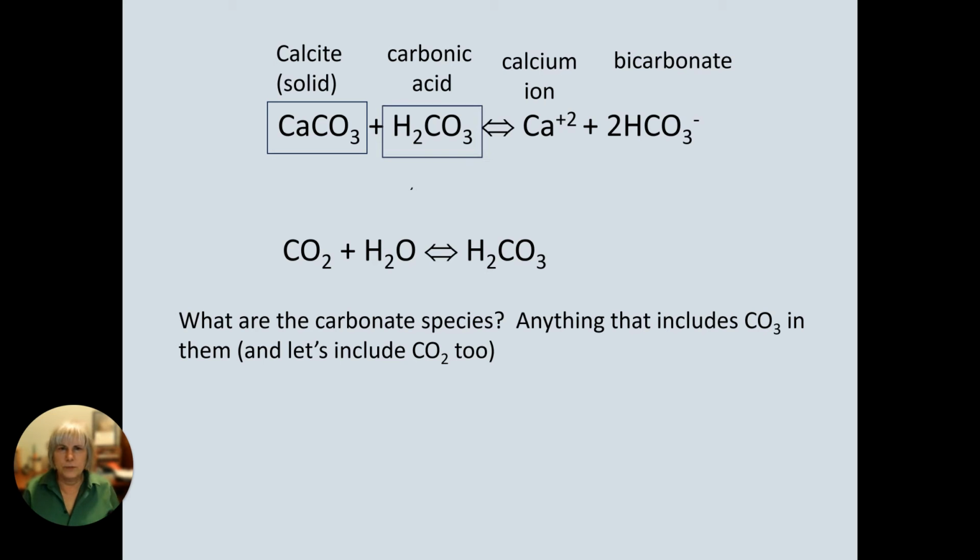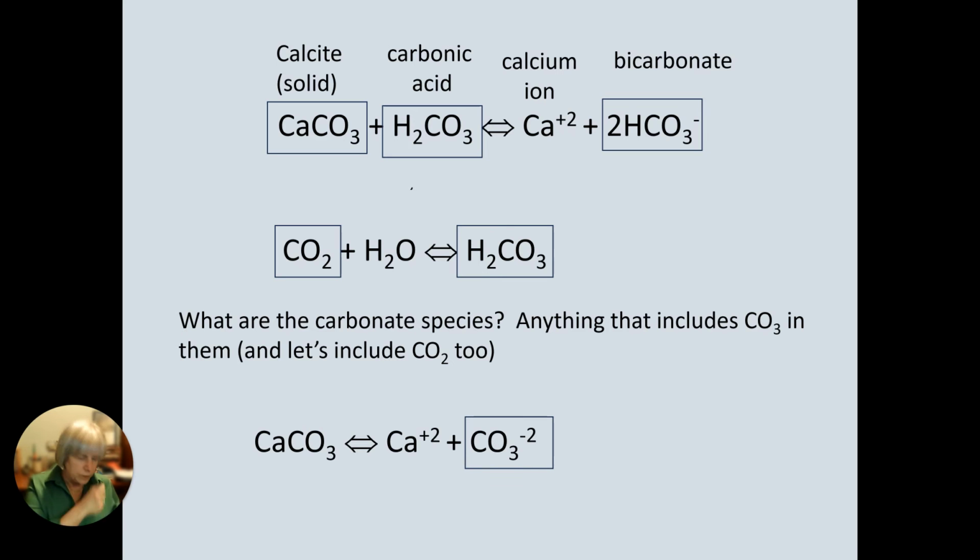And then we have these dissolved species. We have the carbonic acid, we have the bicarbonate. I'm going to include the CO2 in here because it's an integral part of this reaction series. And again, we've got the carbonic acid in two places in this case. So that's what we define as the carbonate species. When I talk about carbonate species, that's what I mean.